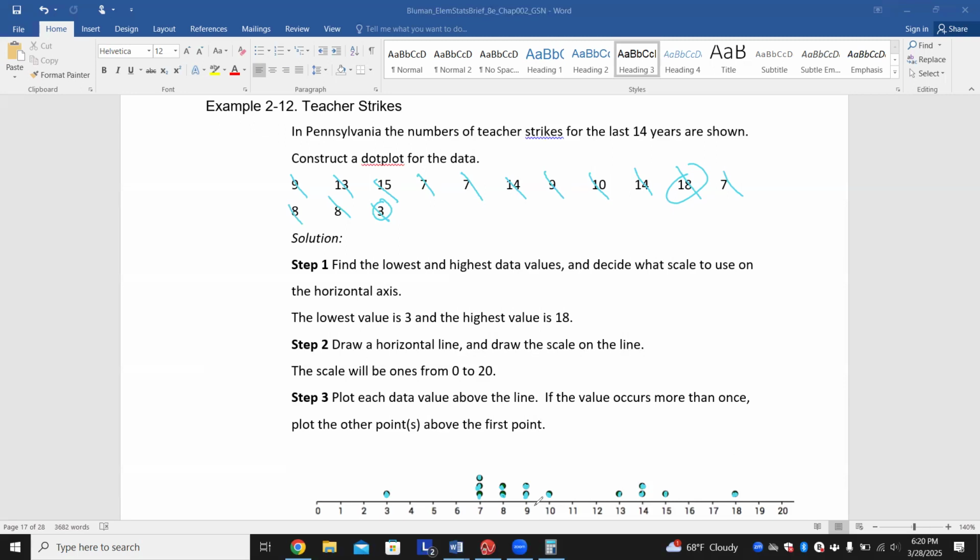All right. So in the next section, the last section we're going to talk about, is stem and leaf plots.